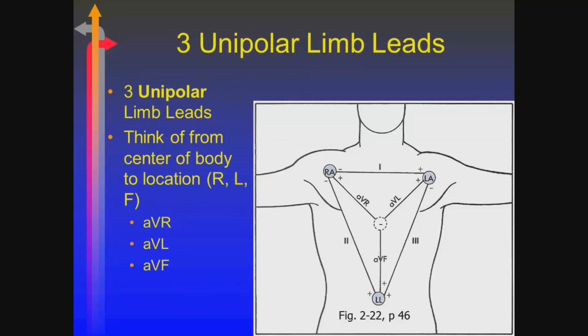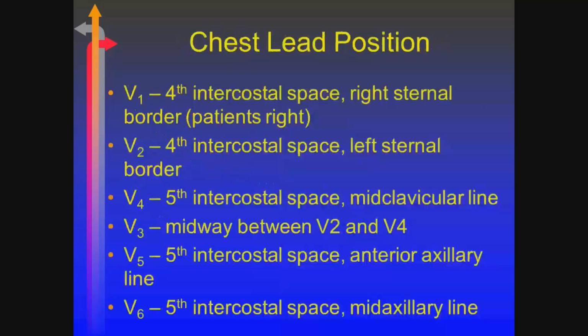Our three unipolar leads only have one positive end; the negative end is assumed to be the center of that triangle. These are your augmented voltage leads, one going to the left shoulder, one going to the right shoulder, one going to the foot. Even though we don't technically have a lead placed in the center, it uses the two leg limb leads to arbitrarily identify this bottom portion of that triangle.